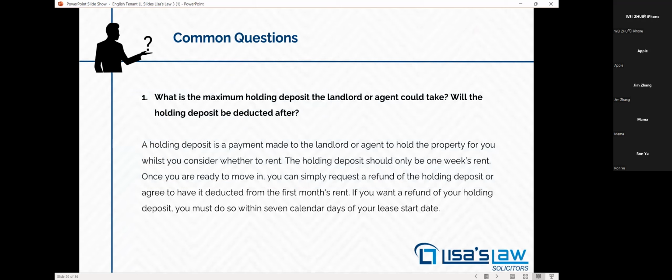So holding deposit usually can be taken if you want to reserve a property that you want to rent. For holding deposit, it's usually only taken for a week's rent, nothing more than that. And once you're ready to move in, you can simply request for a refund of the holding deposit. Or if you really plan to stay on, you can agree to have it deducted from the first month's rent. If you want a refund, then just make sure that such refund request is made within 7 calendar days of the tenancy agreement start date.